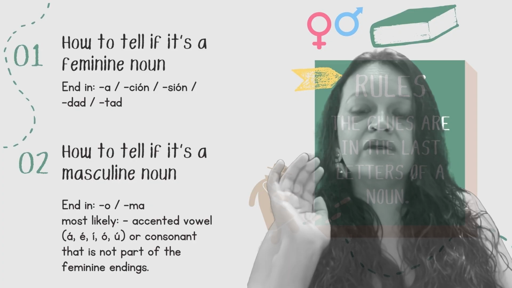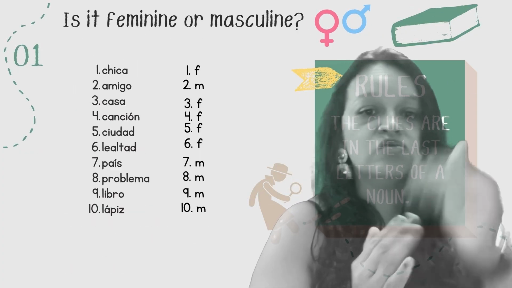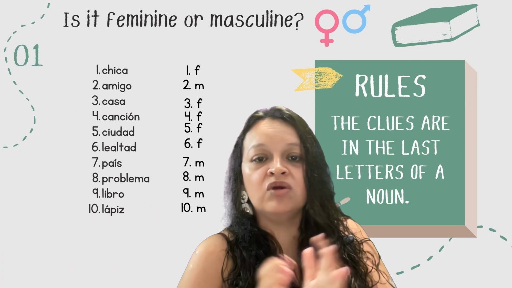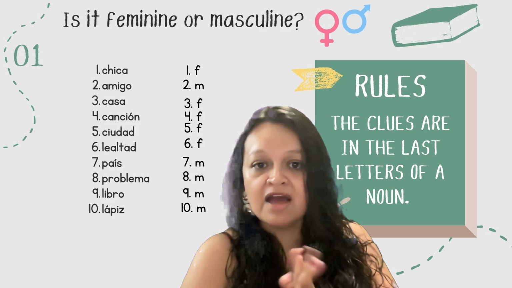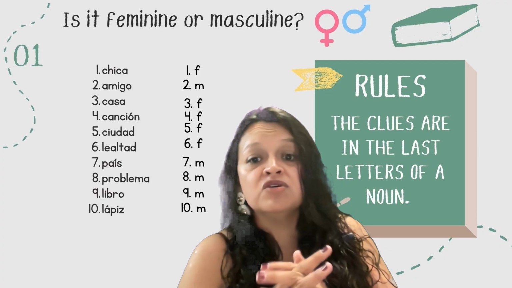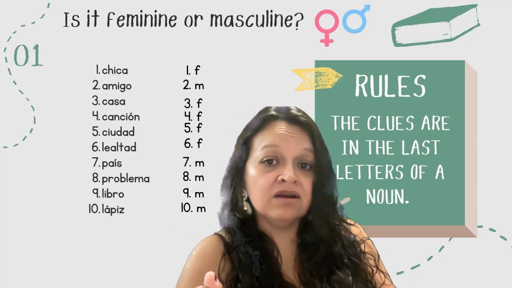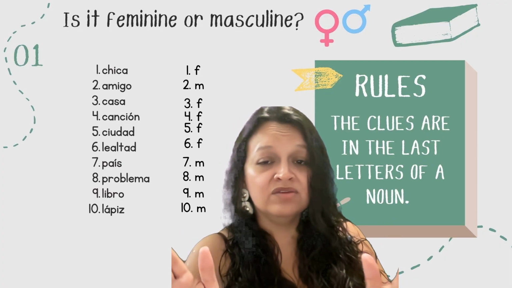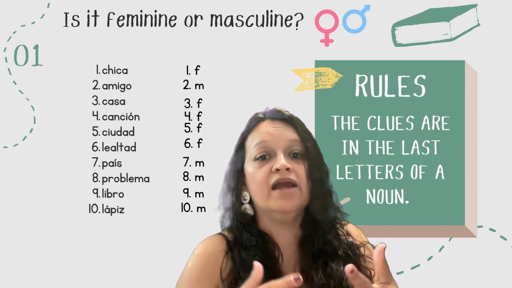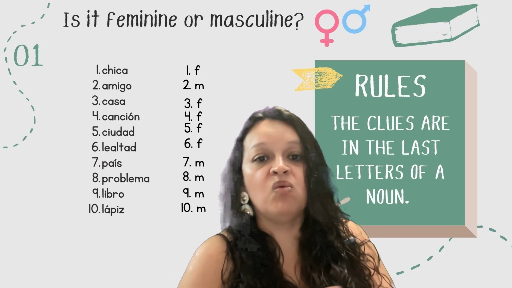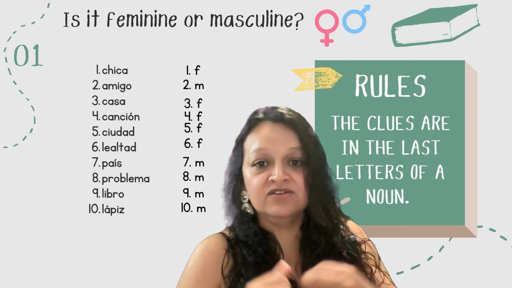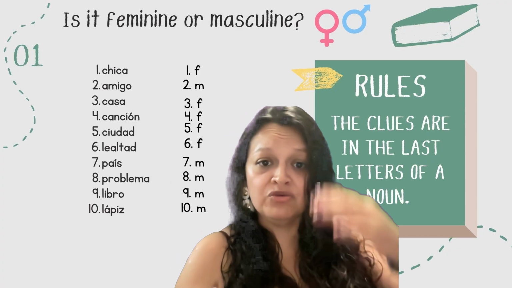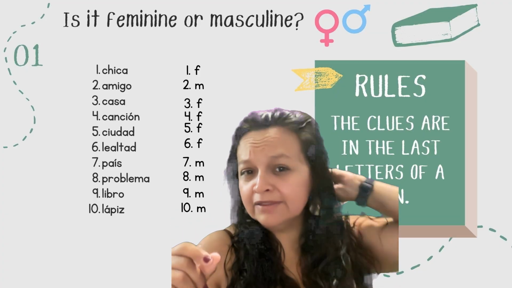So here I have given you a list of words, 1 to 10. They're all nouns. Some of them are living nouns, some of them are not living nouns, and some you might know the meaning and some you might not know the meaning, and that's totally fine. What I want you to do is tell me why. Why is chica feminine? Why is amigo masculine? Why is casa feminine? Why is canción feminine? So go through them, highlight, underline.